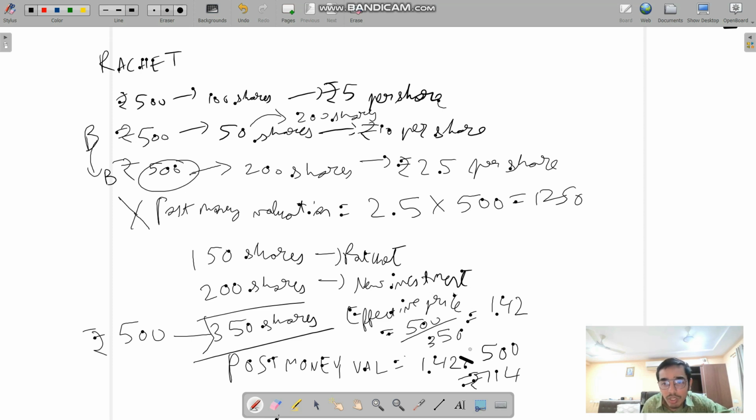So you can see how it is different from the previous examples that we saw. In the previous examples, we had taken 2.5 as the value because we had a new investor coming in. But here the same investor is again investing at a lower valuation. So in this case, the post money valuation has to be calculated according to the average price at which this investor B has got these additional shares.